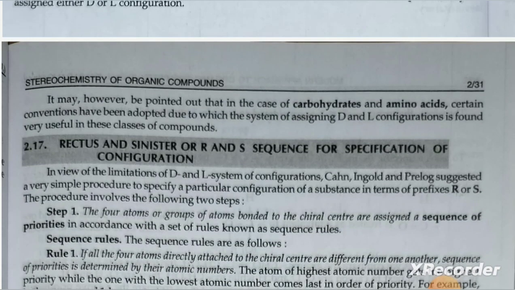It may, however, be pointed out that in the case of carbohydrates and amino acids, certain conventions have been adopted due to which the system of assigning D and L configuration is found very useful in these classes of compounds.